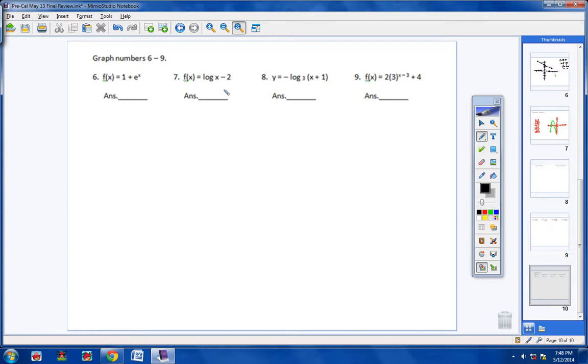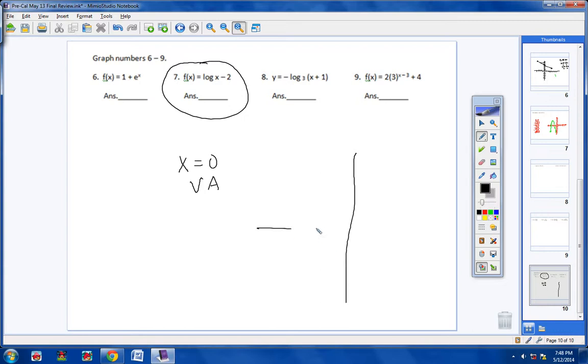If it's a logarithmic equation, you take the argument and set it equal to 0. So in this problem right here, the argument is x, and so we take the argument and we set it equal to 0, and that is how you get your vertical asymptote, okay? So all logarithmic functions have a vertical asymptote, and the vertical asymptote here would be 0. So here's my vertical asymptote.